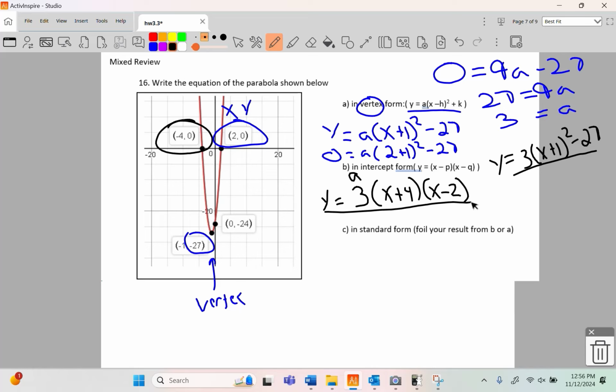Foil it. Foil it. And I'm kind of done showing all the nitty-gritty on the foil process. What's the product of x plus 4 and x minus 2?